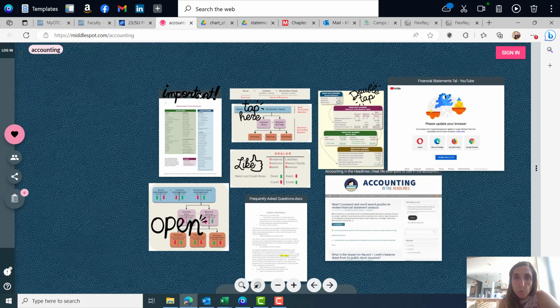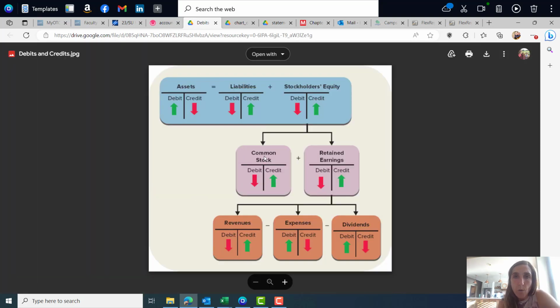Then chapter 2, we're going to focus on debits and credits. Debits and credits can be relatively difficult to understand, but these diagrams on here talk about the fact that debits and credits will refer to how an account balance increases. Please don't associate the word debit with positive or the word credit with negative, because that's not always true. It's more like an in and an out.